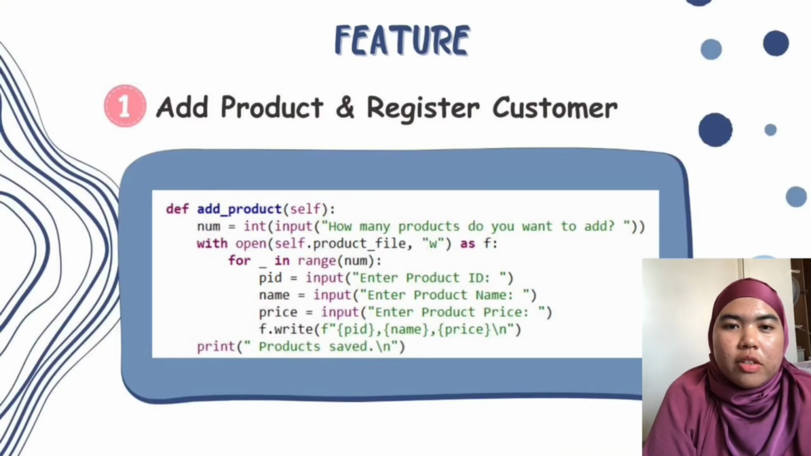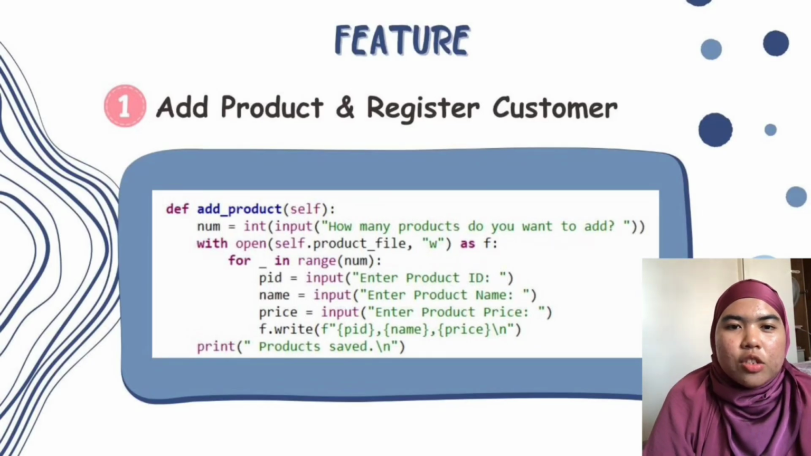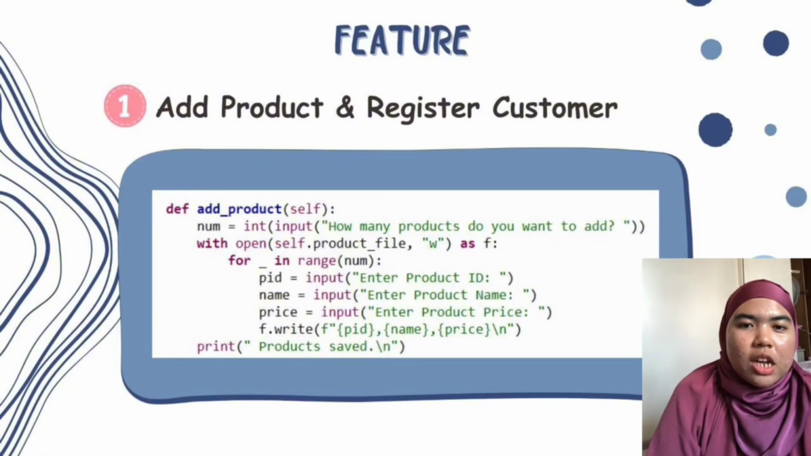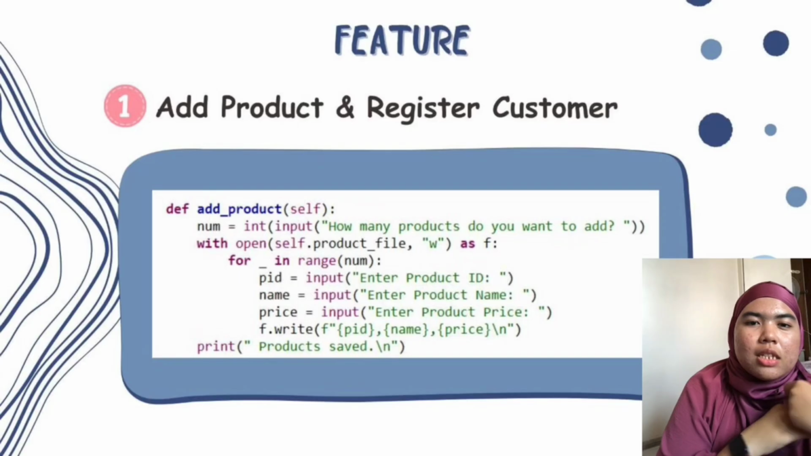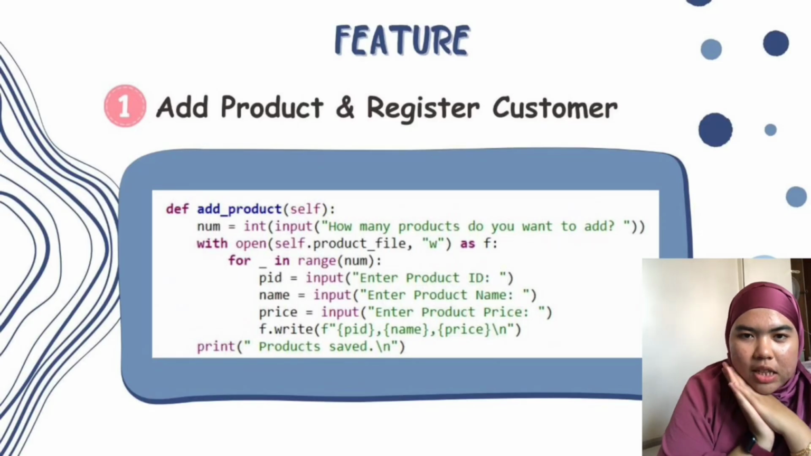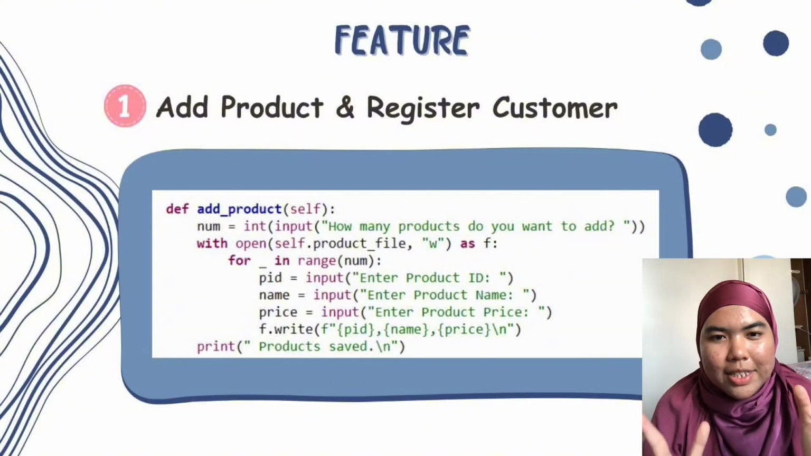Okay, moving on to the features. The first feature is adding products and registering customers. The add_product function, which I showed earlier, allows the user to input multiple products and save them into a text file. This helps in keeping the product inventory organized.